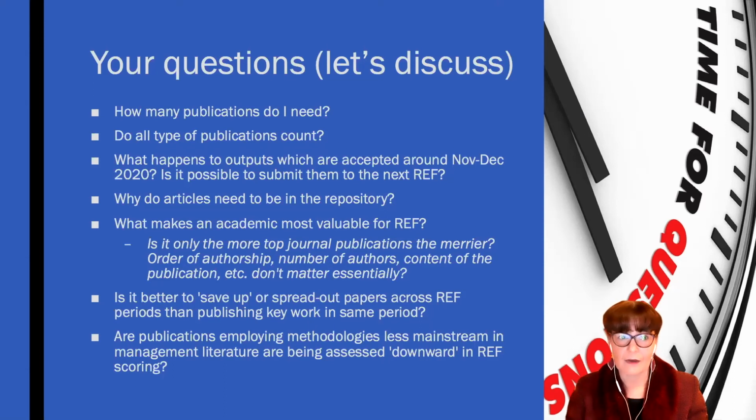And then a question: what happens if outputs are accepted around now, towards the very end of the REF period, and they're possibly not yet published online first, or they might be published online first on Christmas Day or on New Year's Eve? Are they going to be submitted to this REF, or can they also be submitted to the next one? They can certainly be submitted to the next one. However, if it is a 4-star publication, your university will likely pressure you to include it in this REF, because it will increase their ranking for this REF. So again, there might be a bit of negotiation there, but I think many academics who publish articles late in the REF period will prefer them to count for the next REF, especially if they already have a couple of good publications in this REF.